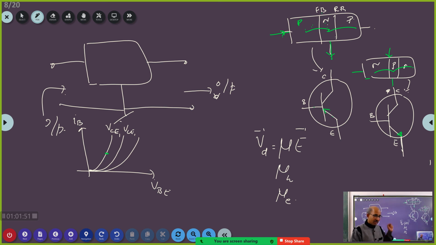Then what happens? This can go faster. So fast switching will take place. You will learn about it in higher classes. And therefore, for high frequencies, NPN is better suited. I scored a point.